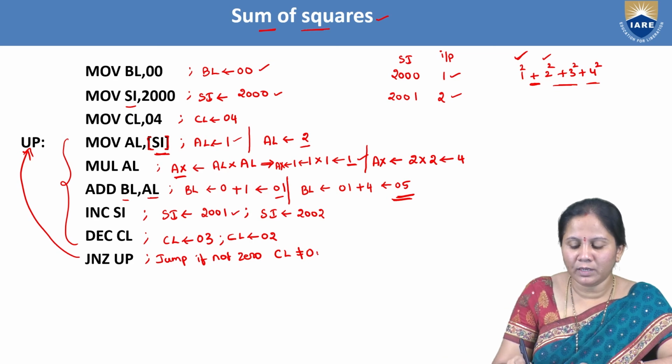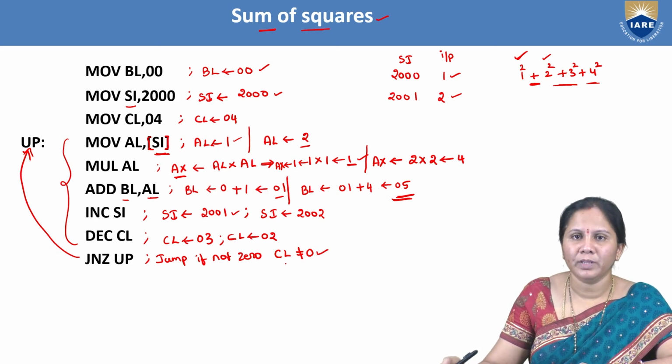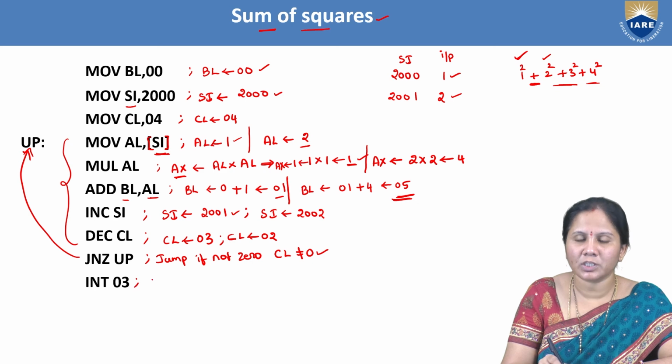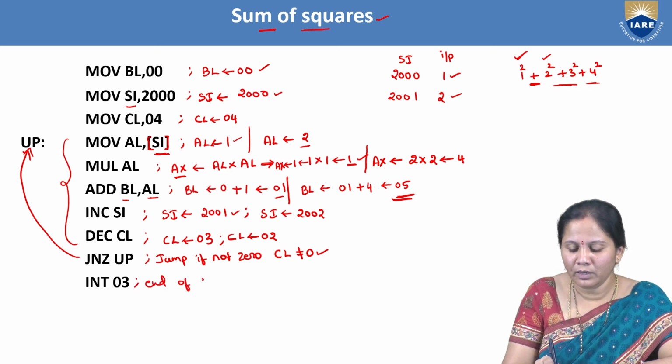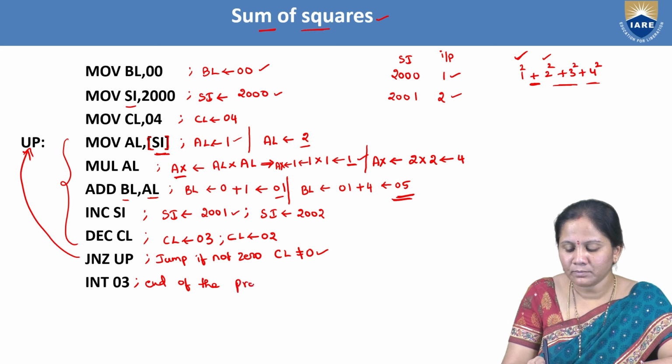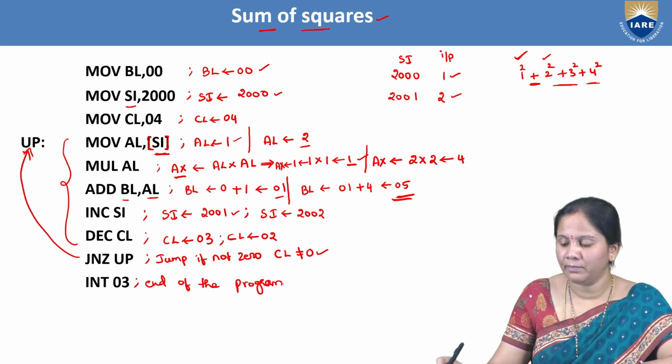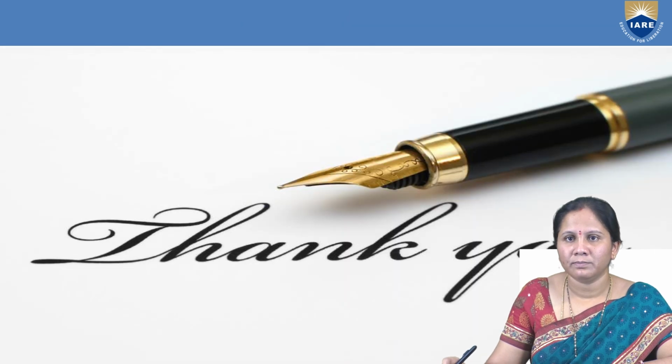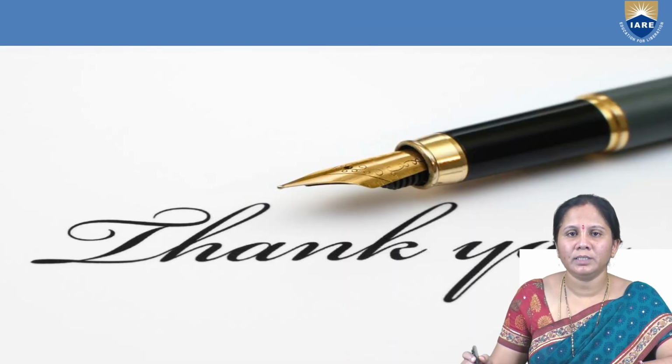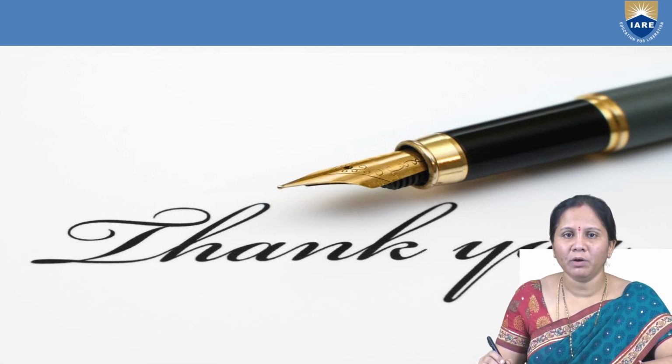And once the counter becomes 0, then the INT 03 instruction will be executed. So it represents the end of the program. So this is how we have to write the assembly language programs to perform multi-byte addition, subtraction and sum of squares.